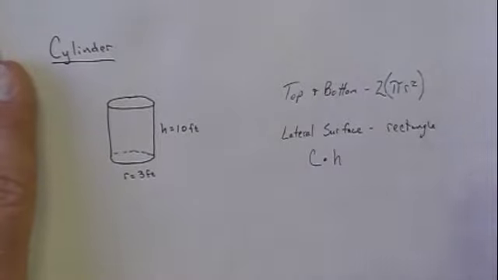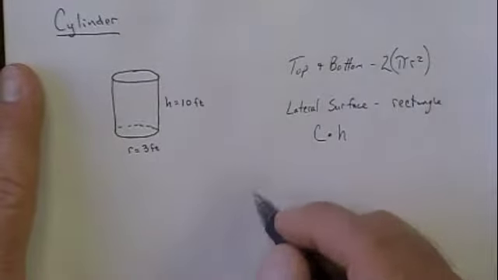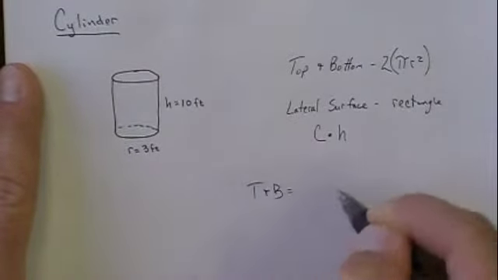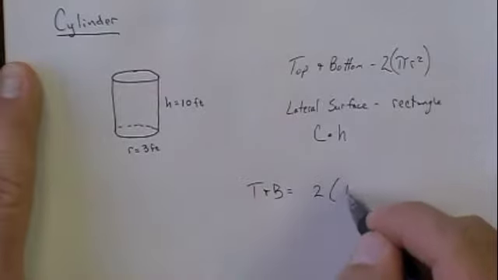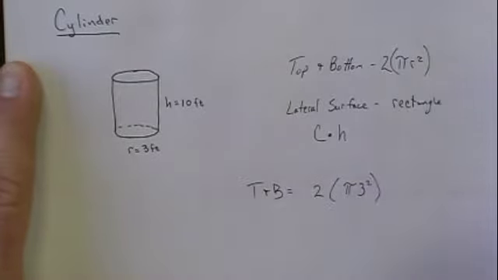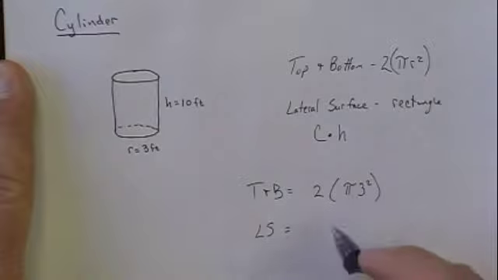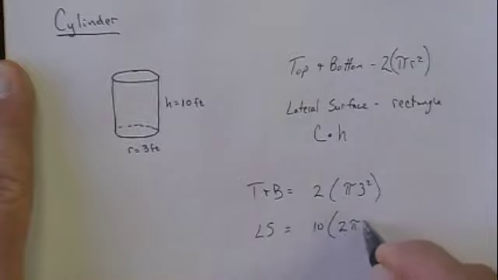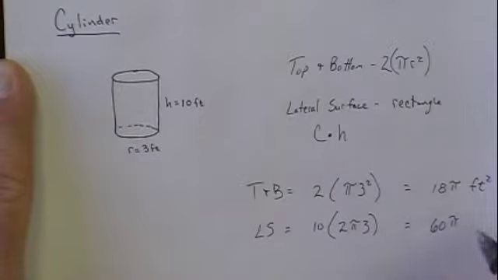So for this particular cylinder, we're going to take our top and bottom. So we have 2 times pi times 3 squared. And then to find that lateral surface, we have our height, which is 10. And then the circumference is 2 times pi times 3. So here we have 18 pi square feet for the top and the bottom, and we have 60 pi square feet for the lateral surface. So our total surface area for this cylinder is 78 pi square feet.